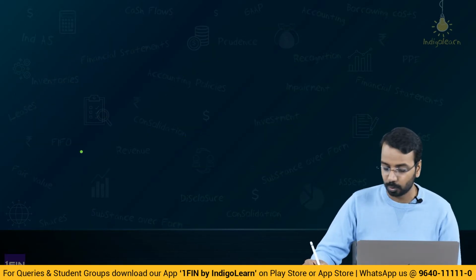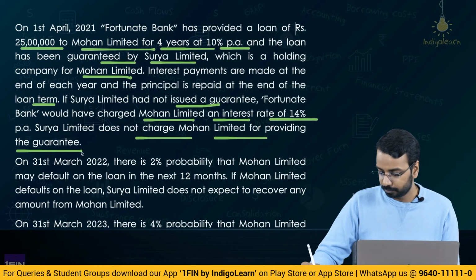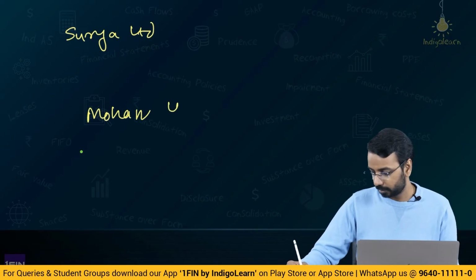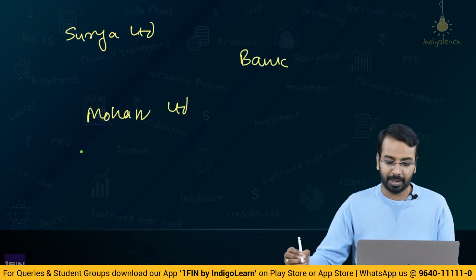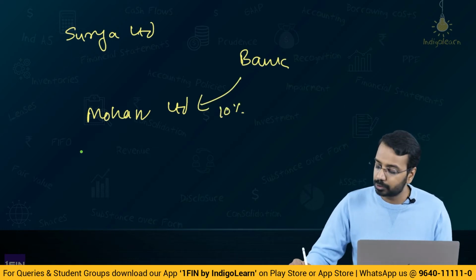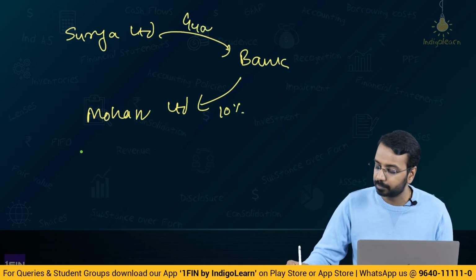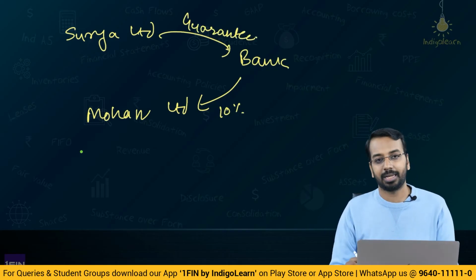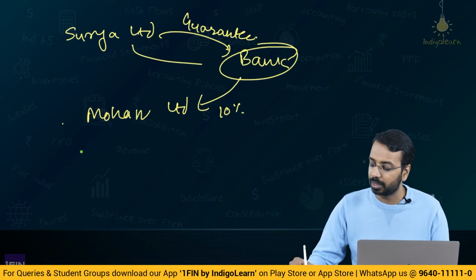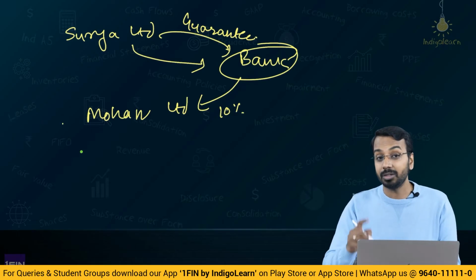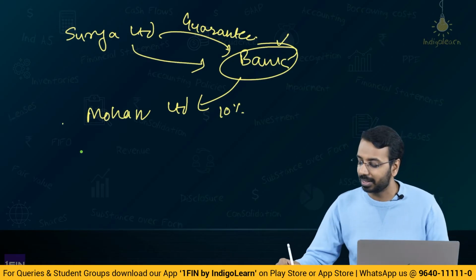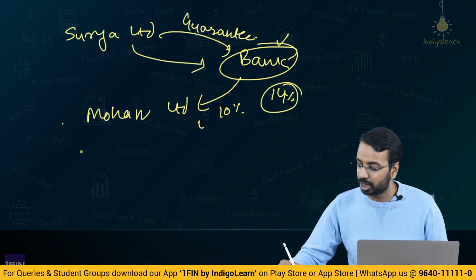So now here what has happened is, you have one entity which is Surya Limited, then you have Mohan Limited, and then you have the bank. Okay. Bank has given a loan to Mohan Limited at 10%, for which Surya Limited has given a guarantee. Now what happens under a guarantee? If at any time in the future Mohan Limited fails to pay to the bank, Surya Limited will have to pay the amount to the bank. That is what the guarantee is about. And because the guarantee has been given, bank has a better security. And because bank has a better security, bank has said, okay, instead of 14%, we will charge you only 10%.